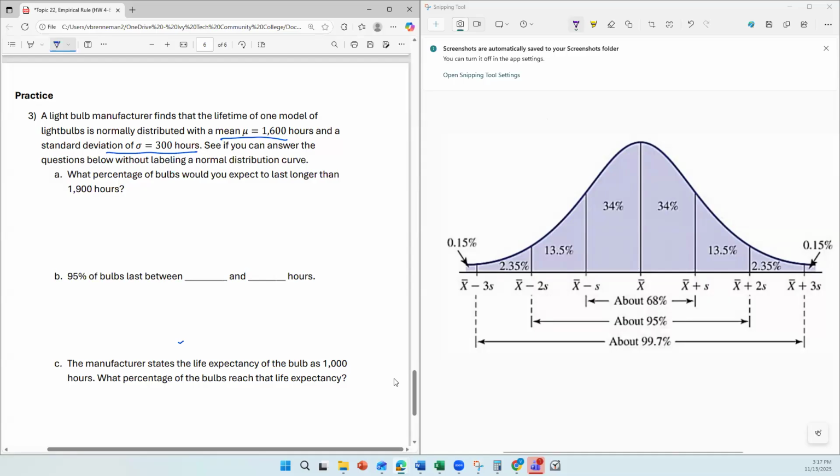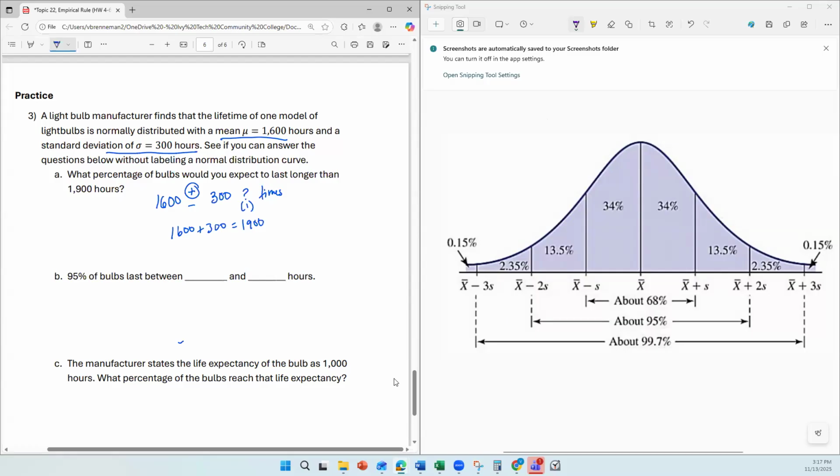I need to look at from 1600 in the middle, starting point. Am I going to add or subtract, first off, the standard deviation? To get to 1900, I have to add. And then adding 300, how many times? Well, 1600 plus 300 gets me to the 1900, so one time.